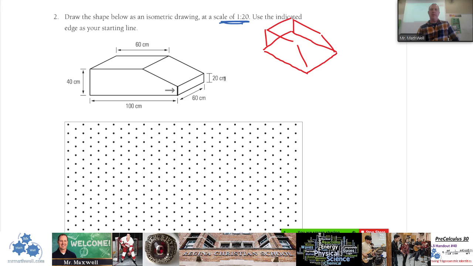So let's make one space equal 20 centimeters. So 1 to 20. Let's do one space equals 20 centimeters. So this indicated edge right here, that's going to be a height of 20. You see how this is 20, and therefore this is also 20. Okay? So let's draw this.